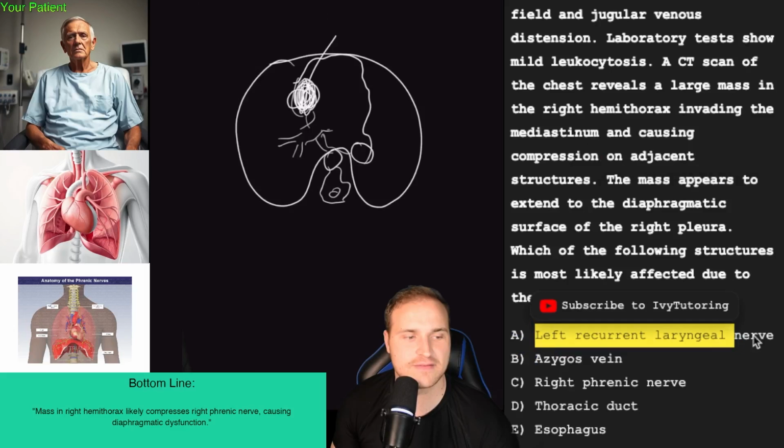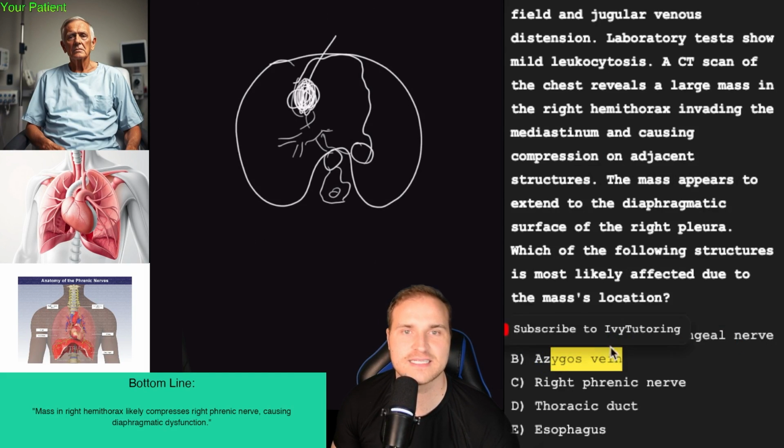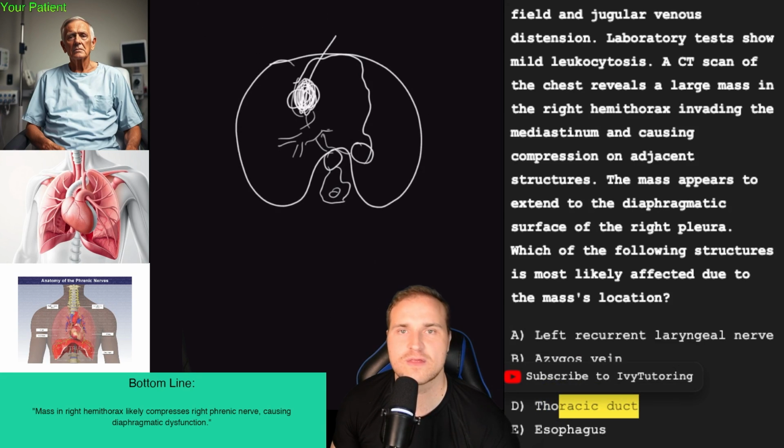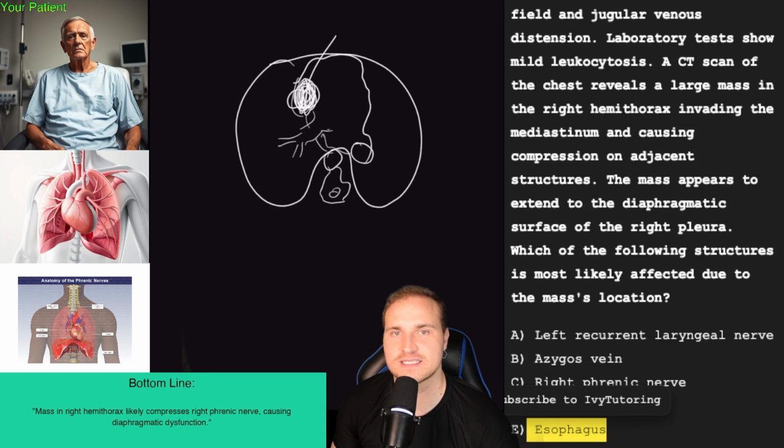Now, why is it not the left recurrent? That'd be vocal cord paralysis. What about the azygos? That's the posterior mediastinum. This mass is anterior and lateral. What about the thoracic duct? Well, that would be chylothorax and left-sided structures because the thoracic duct ascends on the left side. It's not near the right lower lung. What about the esophagus? There you'd have dysphagia and posterior mediastinum problems.